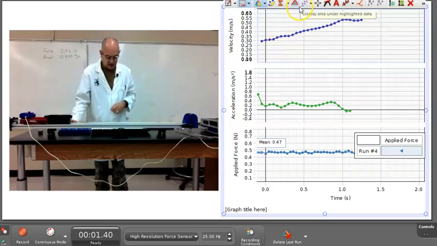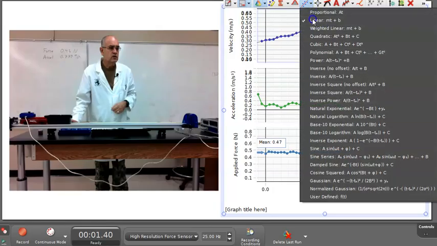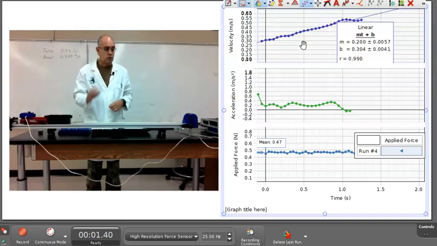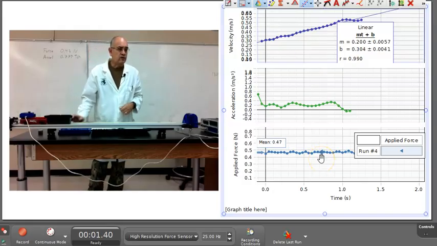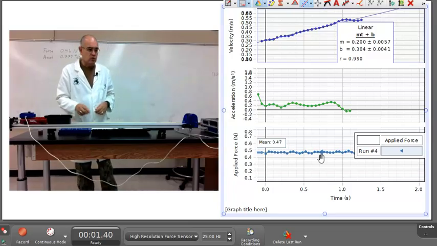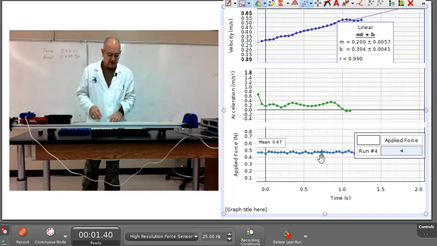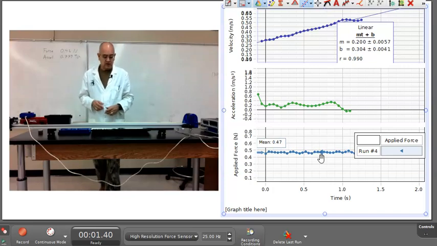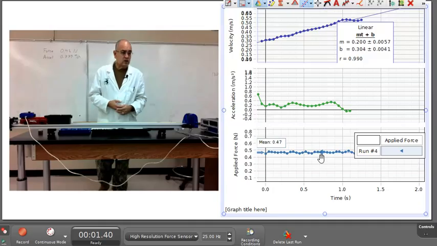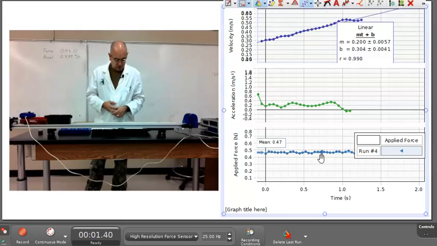The magnitude of that acceleration looks like 0.2 meters per second squared, which is somewhat less than what we had before. The applied force is 0.47, so the applied force remains somewhat the same, but the frictional force then had to be less in order for us to have an acceleration. And we can actually calculate that. So on step number 11, the applied force to the cart was 0.47 newtons. The average acceleration is 0.2 meters per second squared.